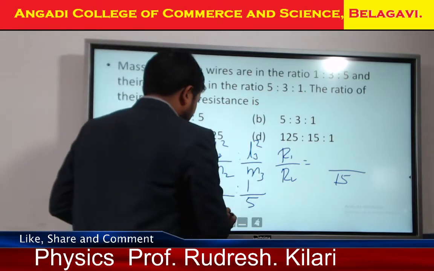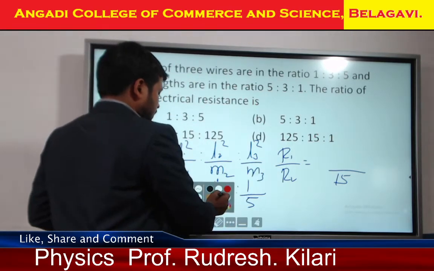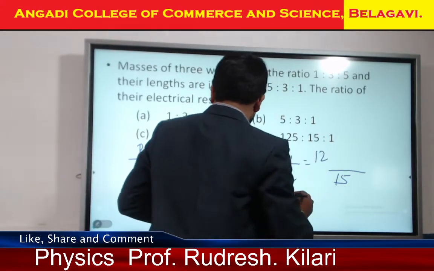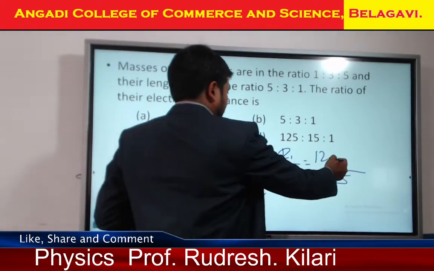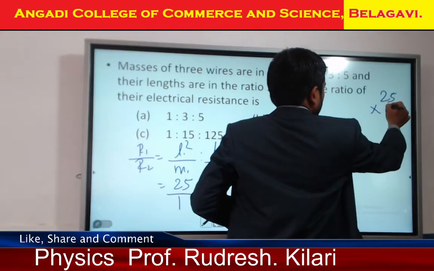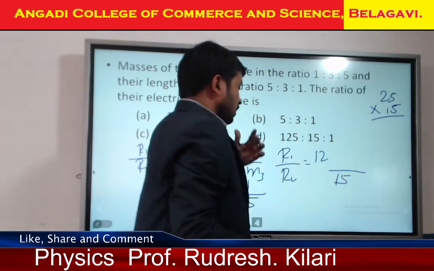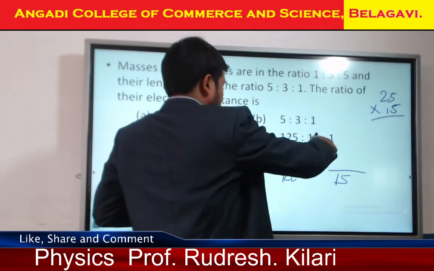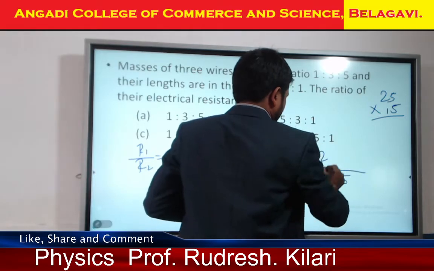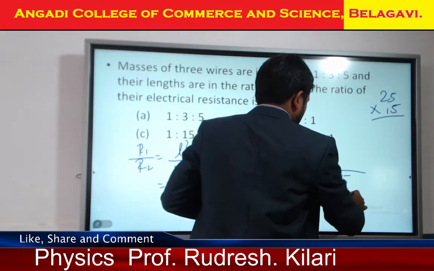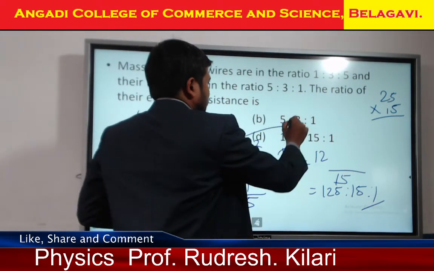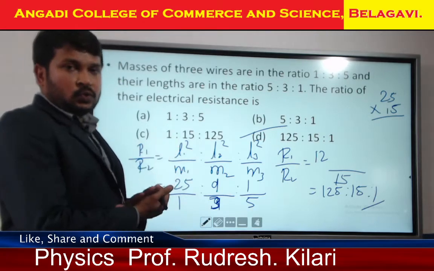Now how much can we get here? By multiplying here 25 into 15, this is okay. How much can we get? I will divide it here by simplifying. 125 is to 15 is to 1 is the answer I can get here by simplifying that. 125 is to 15 is to 1 is the answer.